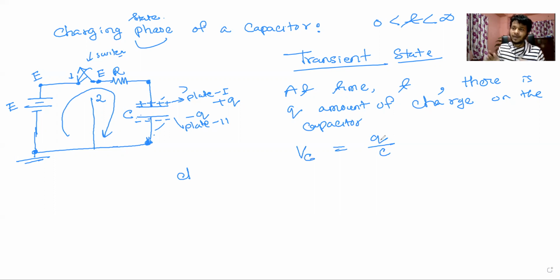But will this Vc, that means will this potential across this capacitor always be equal between the initial state and steady state? No, sir. It will change over time. Why? Because the transfer rate of charge will change over time between the initial state and steady state, isn't it?